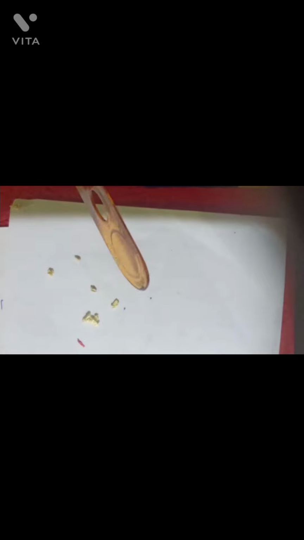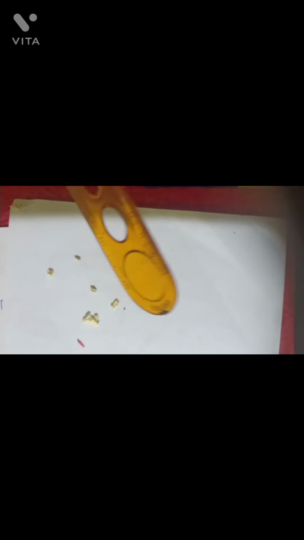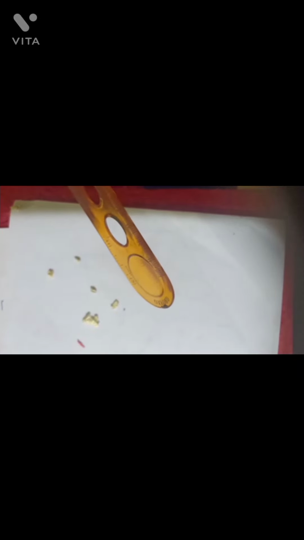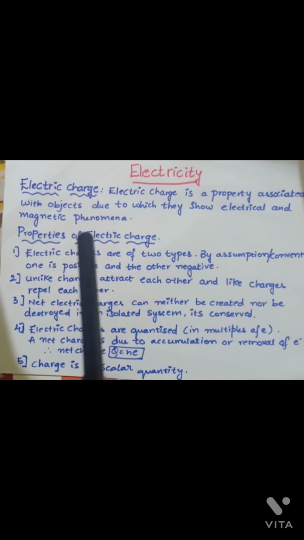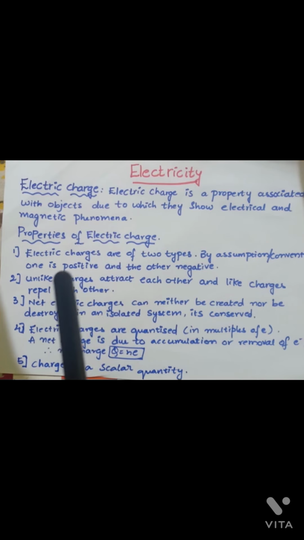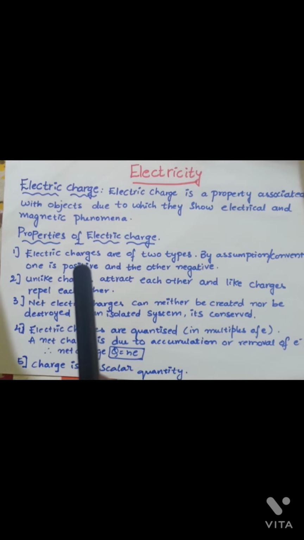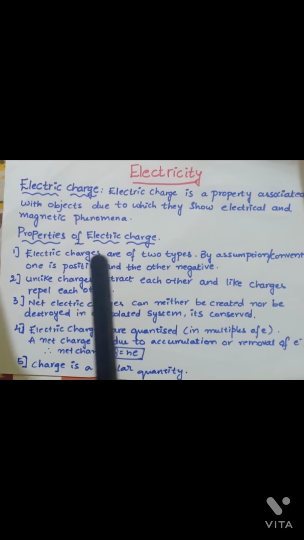I have shown this activity because we are unable to see the charge. We can only do this type of activity, observe it, and try to understand what it is. Let us get into the topic again. I hope you understood electric charge clearly with the activity. There is one more activity on the paper electroscope. I'll give it in the description box. Just check it out. You will understand better after going through that video.